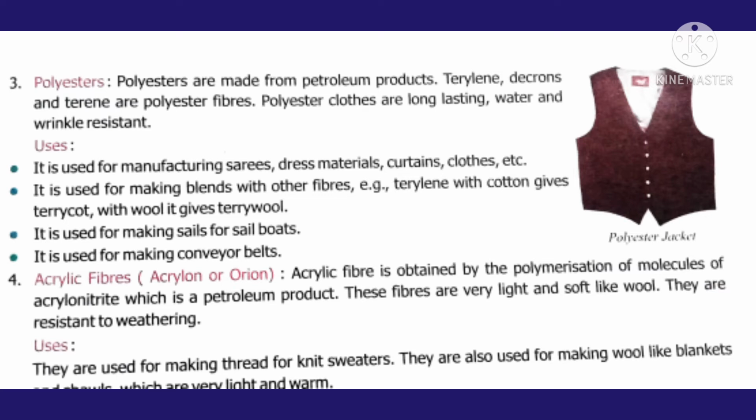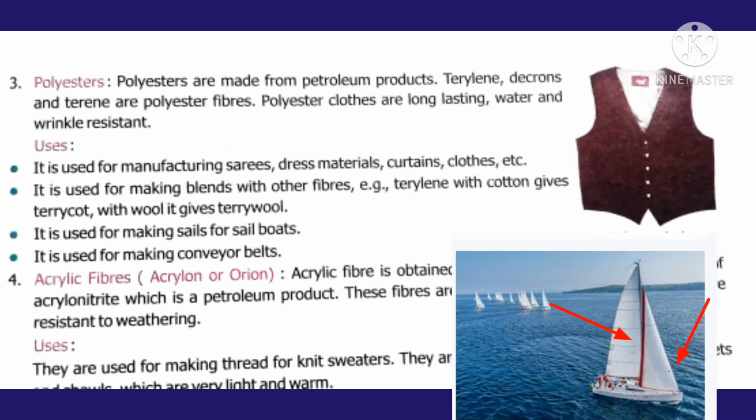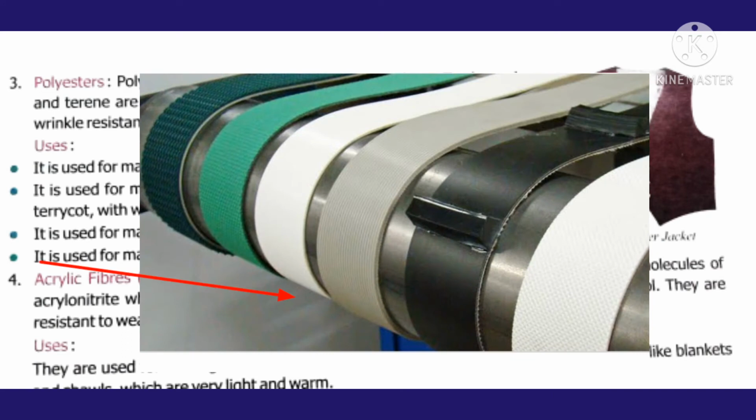Polyesters are used to make different fibers like terrycloth and terry wool. What is terrycloth? It is a fiber which is a mixture of terylene and cotton. Terry wool is a mixture of wool and terylene. Polyester is used for making sails for sailboats. It is also used to make conveyor belts.